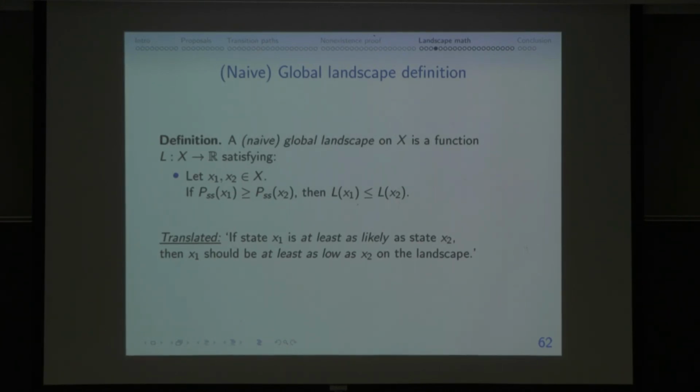So the definition says, if I'm thinking about steady state probabilities, if this state is at least as likely as this state, then the landscape should be at least as low over here as it is over here. Might be kind of hard to parse. Let me show you some examples.